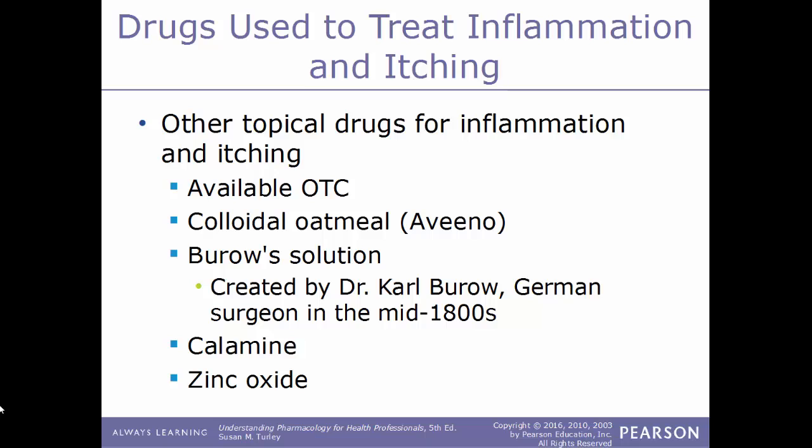Some other topical drugs that are used for inflammation and itching, and these are all available over the counter, such as colloidal oatmeal, known by the brand name Aveeno; Burow's solution, that was created by Dr. Karl Burow, a German surgeon from the mid-1800s; calamine, and zinc oxide.